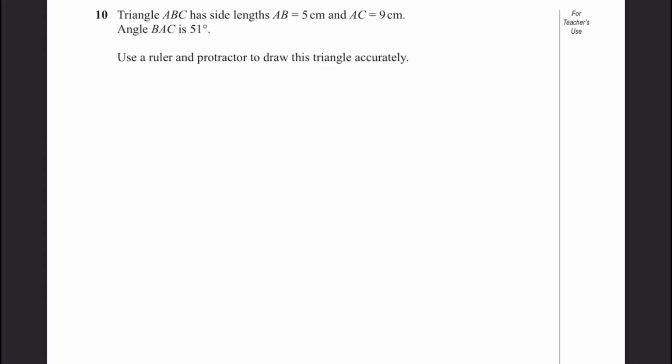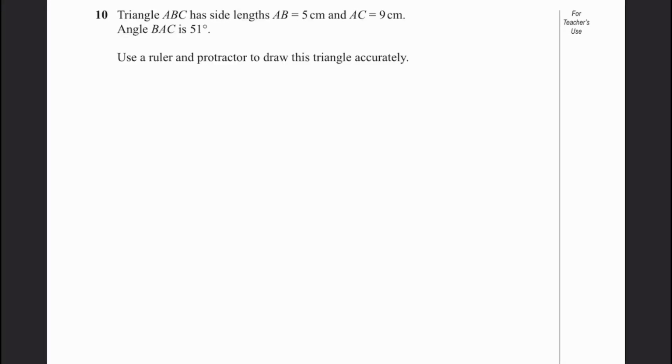Question 10. Triangle ABC has side lengths AB equals 5 centimeters, AC equals 9 centimeters, and angle BAC is 51 degrees. Use the ruler and protractor to draw this triangle accurately. I'm not going to do the exact measurement drawing. I'm just going to show how to do it with rough work.